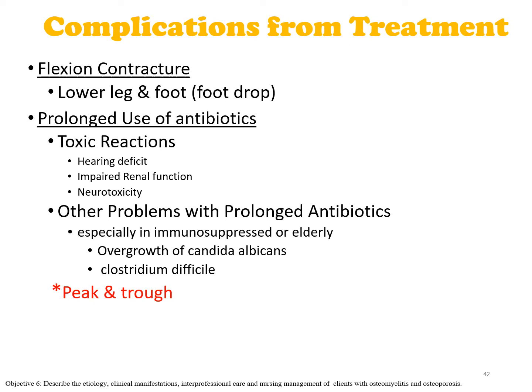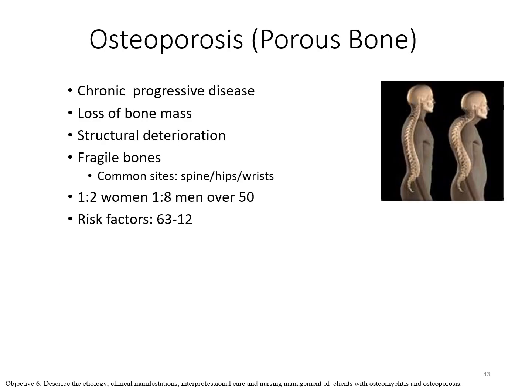So, for all of your antibiotics, you want to monitor the peak and trough blood levels and also warn them that lengthy antibiotic therapy can cause overgrowth of Candida albicans or C. diff, which is a severe form of diarrhea. You want to teach the patient to also report any changes in the oral cavity, that could be signs of Candida. Let's talk about osteoporosis.